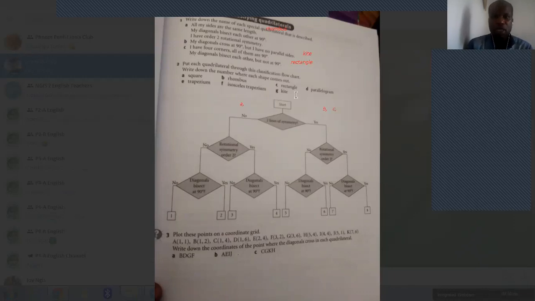The next shape is a parallelogram. A parallelogram has got no lines of symmetry. So it is this side. So I'm going to put D here, this side. Let me just erase this one because I want them to be in a straight line. It should be A and a parallelogram D.